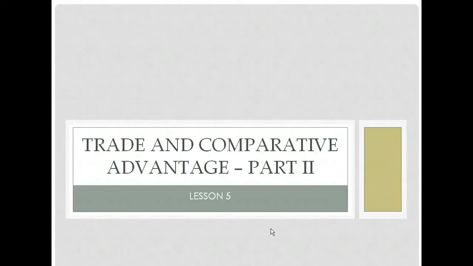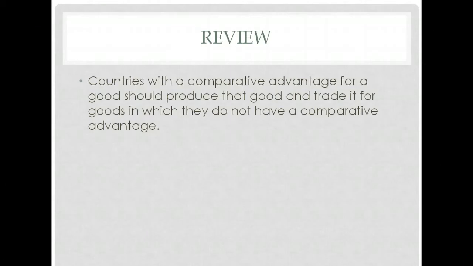Okay, we're going to complete our last lesson here in the first module of AP Macroeconomics, Trade and Comparative Advantage, Part 2. And I want to start by thinking a little bit about what we learned in our last lesson. In our last lesson, we learned that countries with a comparative advantage, or in other words, an advantage in opportunity cost for a good, should produce that good and trade it for goods in which they don't have a comparative advantage. And if they do that, then actually everybody involved in that trade will benefit.